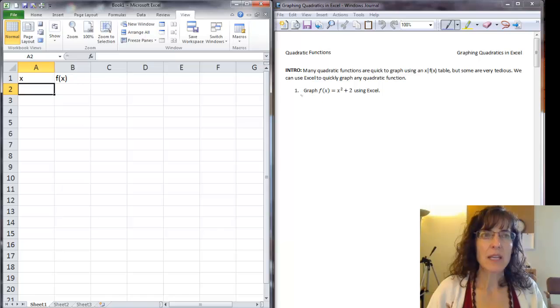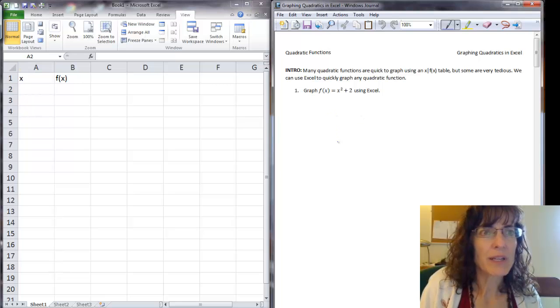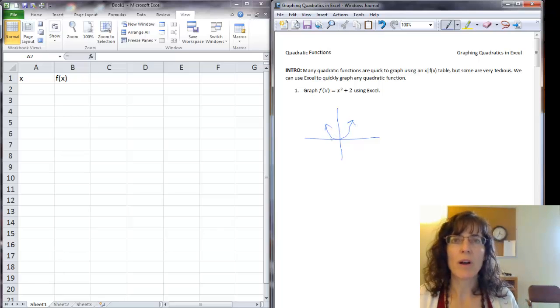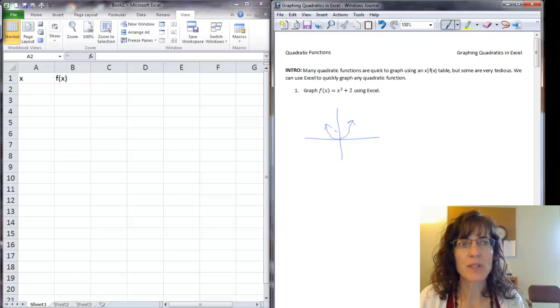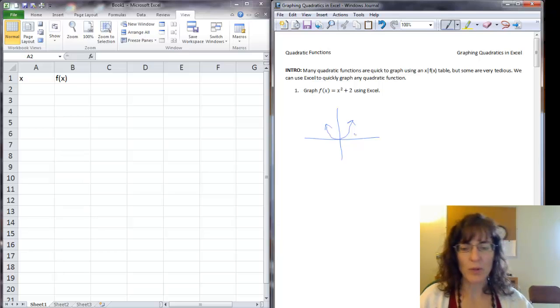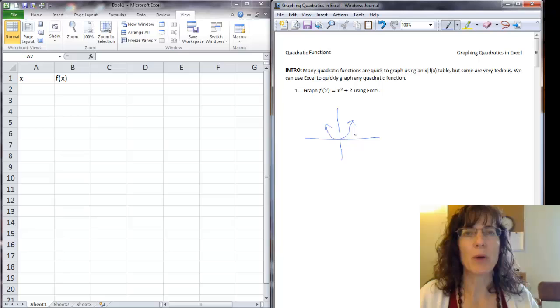And then I want to think about what this is going to look like when I graph it. Because of that x squared, I expect it to have a parabola shape. So I know when I graph, I really expect something to be on both sides of my y-axis. So I can use some values that are negative and some values that are positive. So it's important to know that before you go into Excel so that you can make your graph come out not just one side, but you get both sides of it.